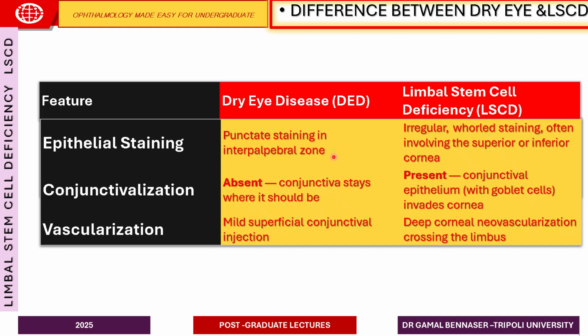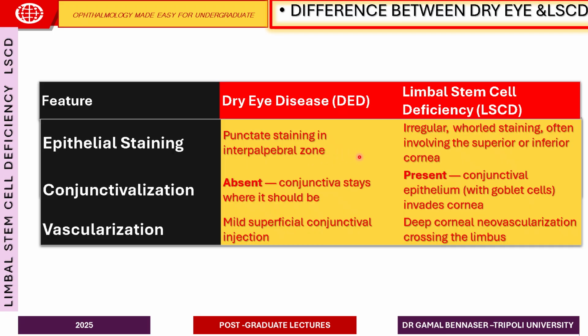Now, the other thing is when we start to examine the patient and apply fluorescein. In dry eye, this sign is very important: you will find punctate staining of the cornea, usually in the exposed area, that is, in the interpalpebral zone. So when you elevate the lid or retract the lower lid, you will find the cornea is intact. However, in the exposed area, you will find diffuse punctate staining of the cornea.